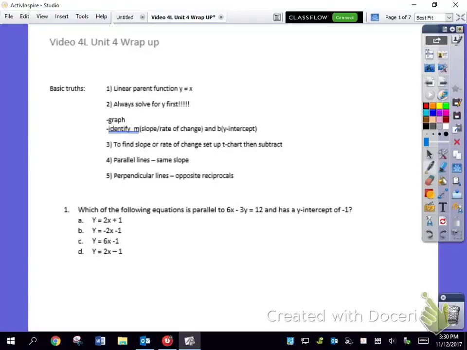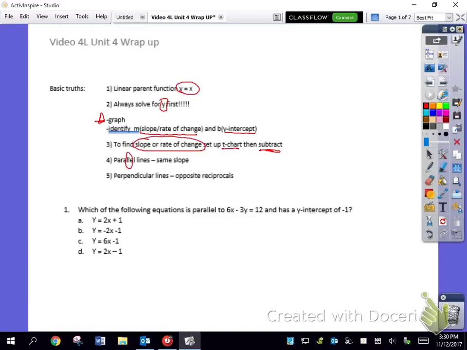So some basic truths about linear functions, y equals mx plus b: always solve for y first, and that allows you to graph. It always helps you find the slope, rate of change, and the y-intercept. And then when you find the slope or rate of change, you can always set up a t-chart and subtract. That always works to find those two things.